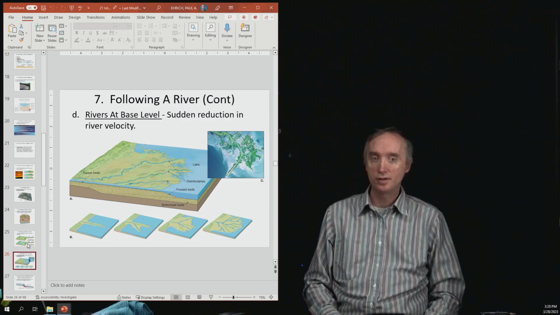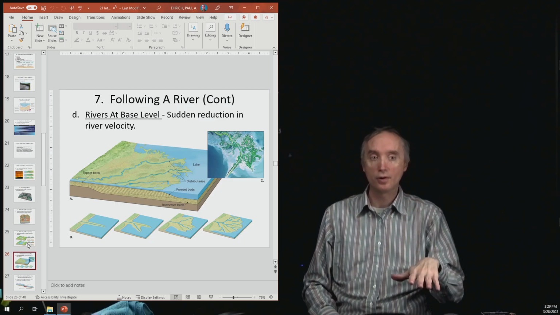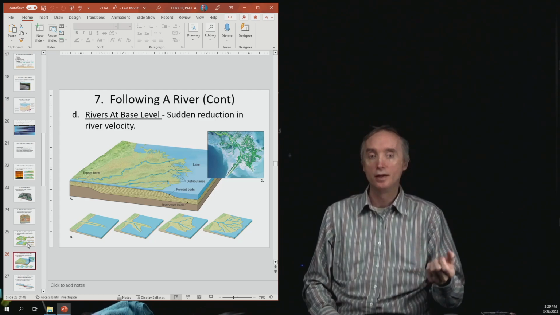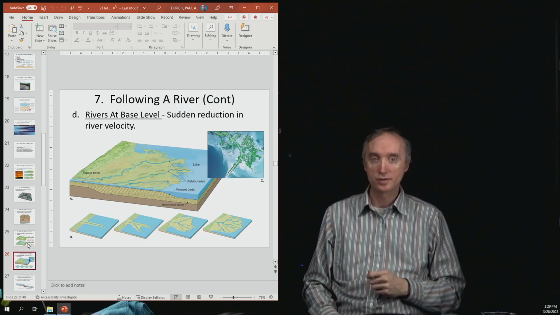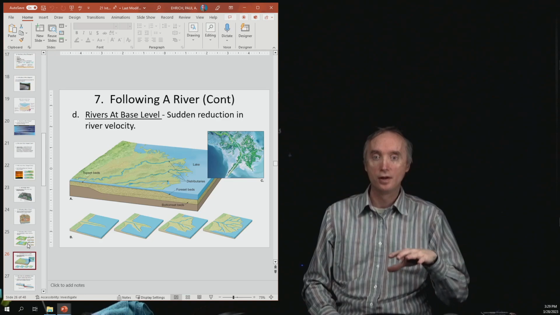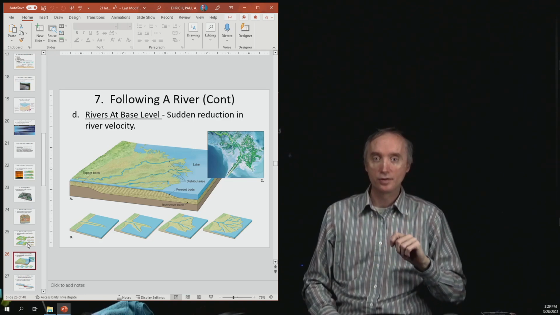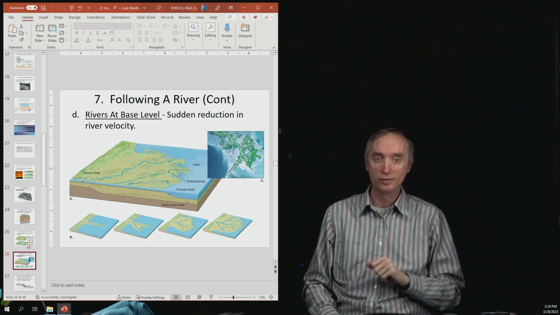Well, as soon as it gets to the ocean, it's going to slow down. And once it slows down, it's going to drop all of its sediment. So it's going to be dropping all those clays and all of that silt. So it's going to start to be deposited where the river meets the ocean. And so this is going to form a delta.